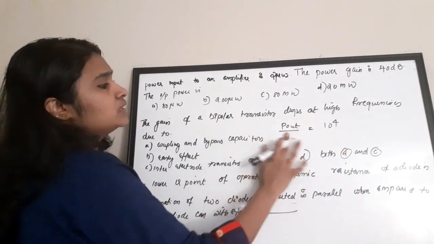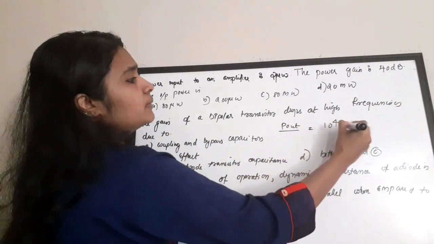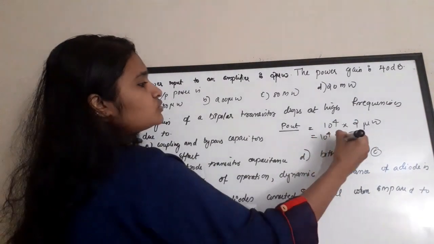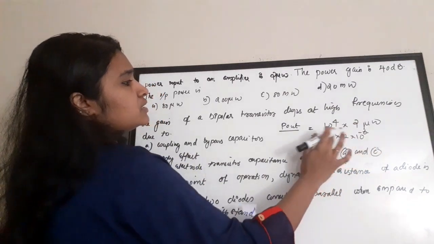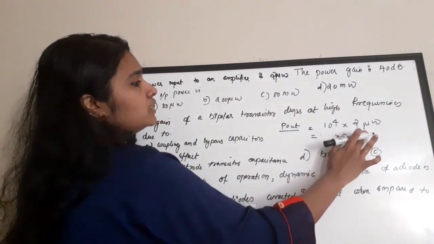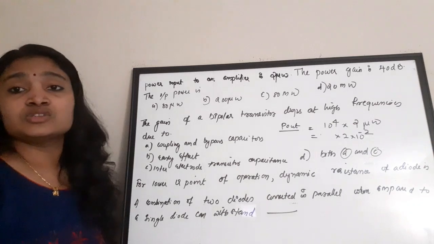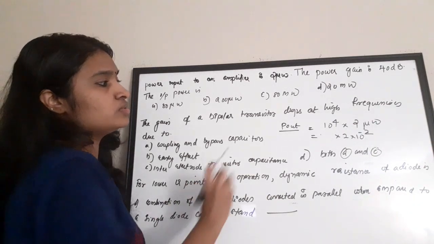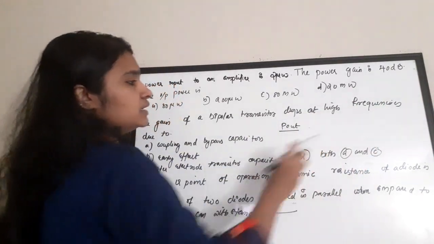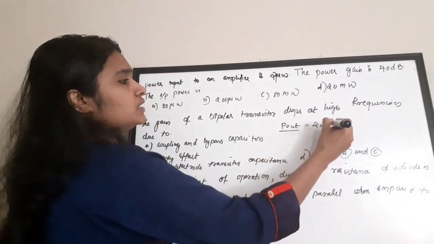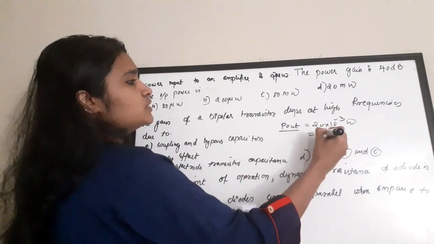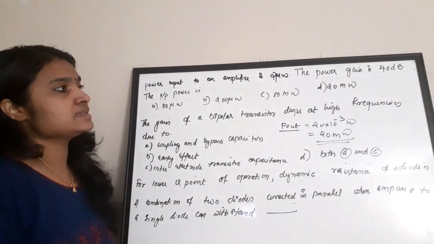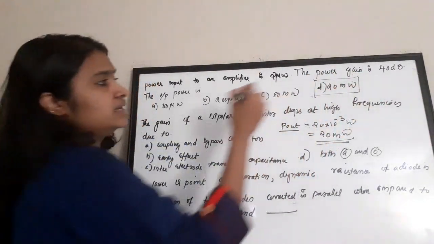What is P out? P in into 10 raised to 4. So P in is nothing but 2 microwatts. That is 10 raised to 4 into 2 into 10 raised to minus 6. So 10 raised to 4 and 10 raised to minus 6 gives 2 into 10 raised to minus 2 watts. How can you write it? 20 into 10 raised to minus 3, right? You can write P out as 20 into 10 raised to minus 3 watts. It is equal to 20 milliwatts, the output power. So the correct answer is option D, which is 20 milliwatts.